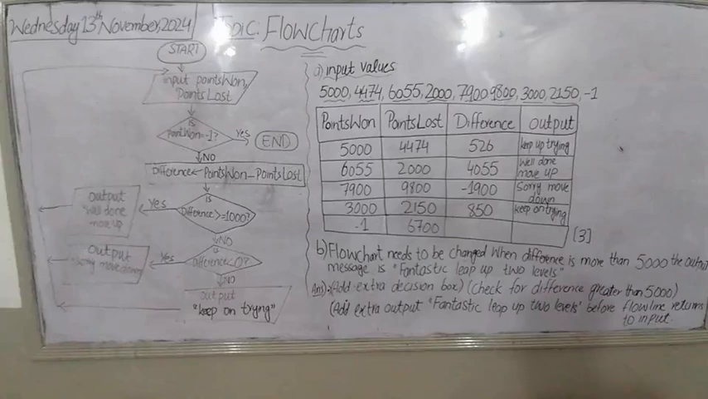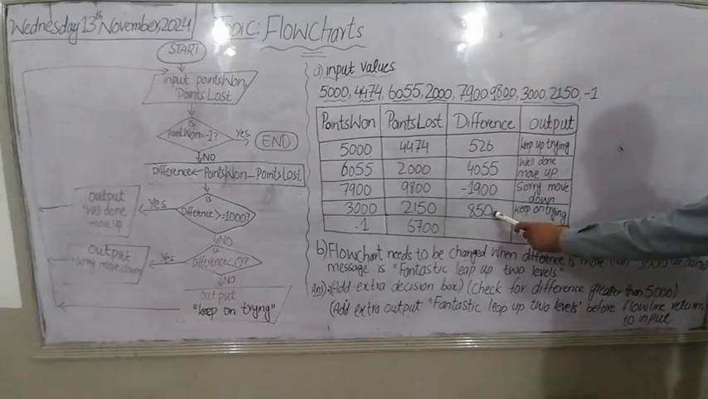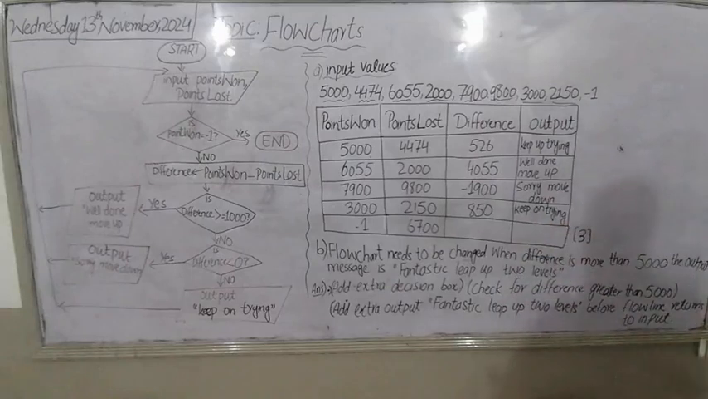So let's subtract the two values, points won minus points lost. So 3000 minus 2150. So in the variable difference we have got the value 850. So we will check the condition: is the value in the variable difference greater or equal to 1000? No, it's not greater or equal to 1000.